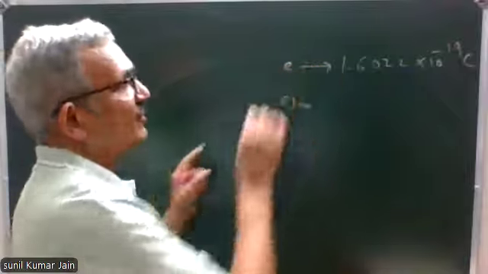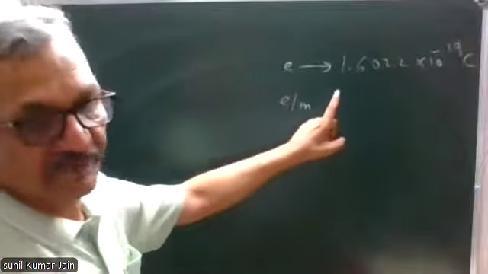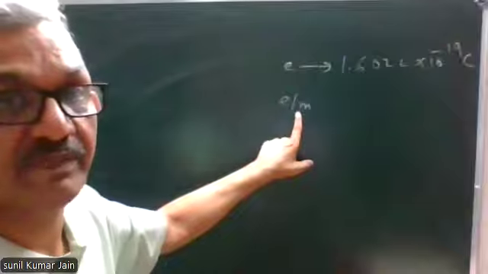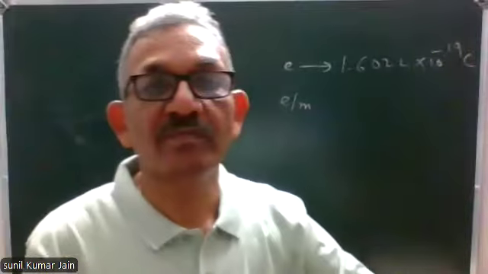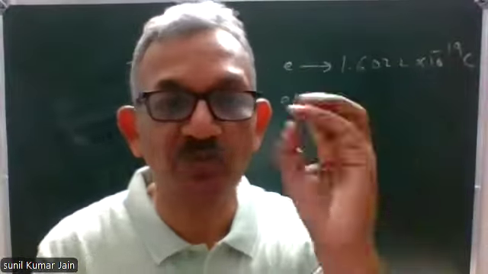Now we know the value of E/m. We know the value of charge, that is E. Now if we divide this charge by the value of E/m, we get the value of mass of the electron. So it's a very simple, small topic.